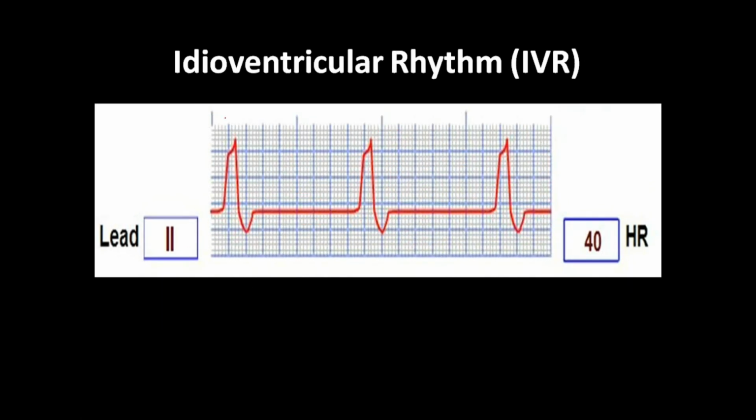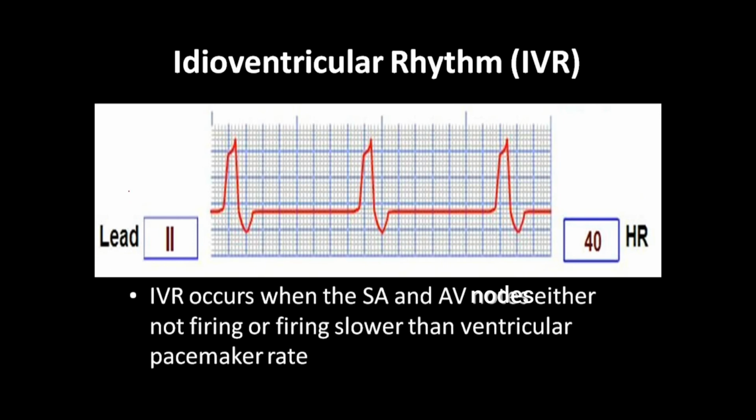Next we have idioventricular rhythm. So in idioventricular rhythm, here you cannot see a P wave or a T wave properly. A T wave will be inverted, and QRS complex, and an inverted T wave is seen. Okay, IVR occurs when the SA node and AV nodes are either not firing or firing slower than the ventricular pacemaker rate.